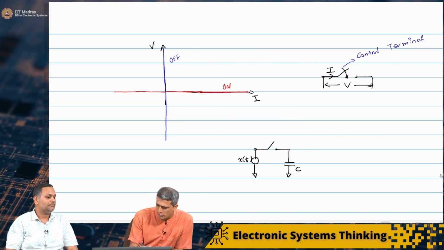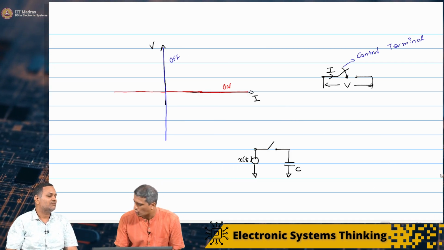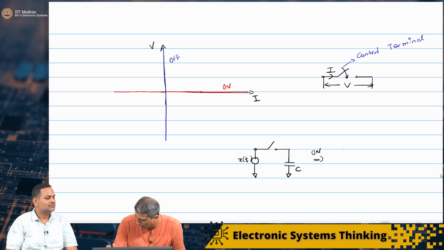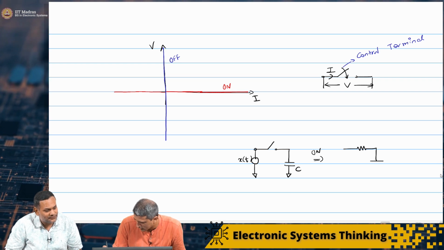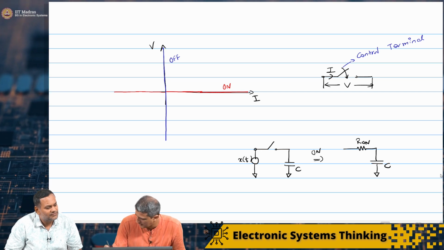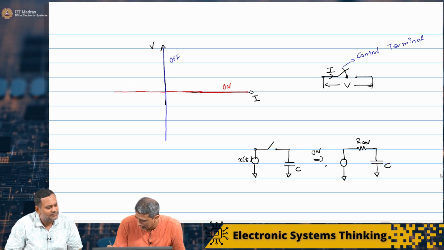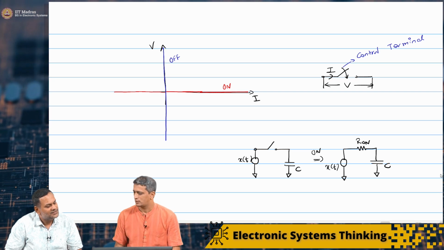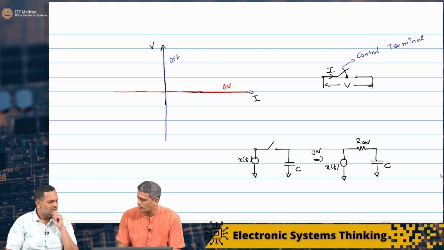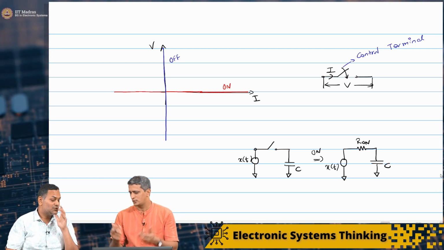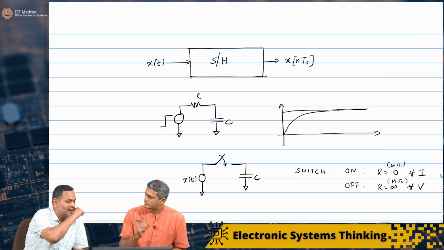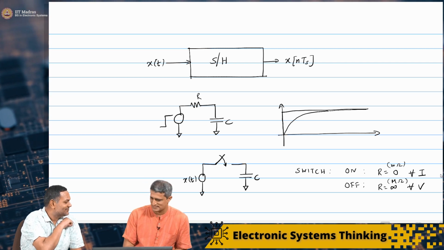In the on state, I could redraw this circuit in the following way. Some small resistance, R on, then C, and my x of t. Now R on is in milliohms. Can you tell me what is the best way that I can choose C? I can go back to the previous page where you had shown this RC charging for a step.